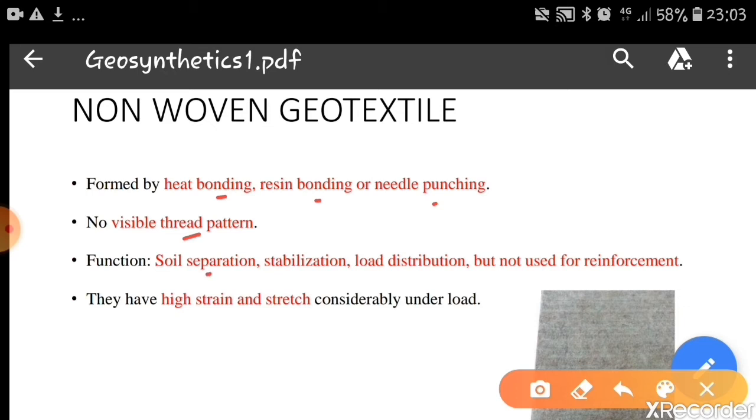Again its functions are almost the same, that is soil separation, stabilization, load distribution, but not used for reinforcement. Whereas woven geotextiles are used as a reinforcement, these are not used as reinforcement because they are smooth and they will not transfer the load due to friction. They have high strain and stretch considerably under loads. Hence they can be successfully used as load distribution materials, but not as reinforcement materials.